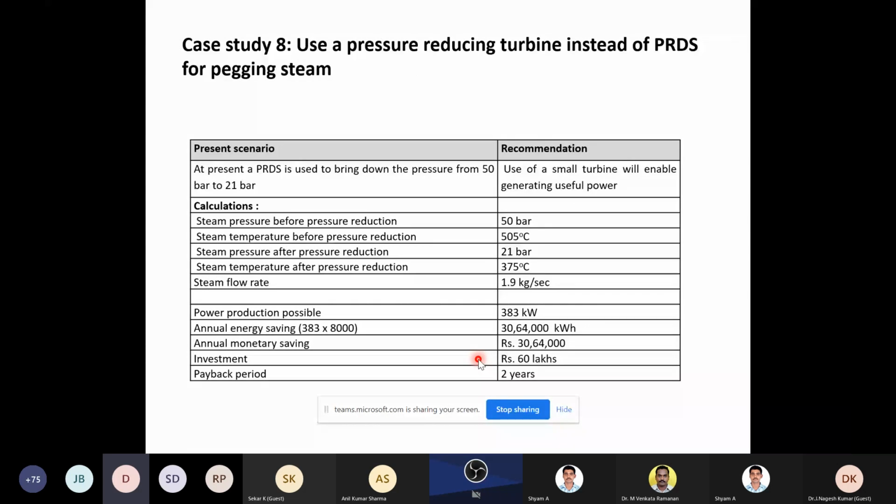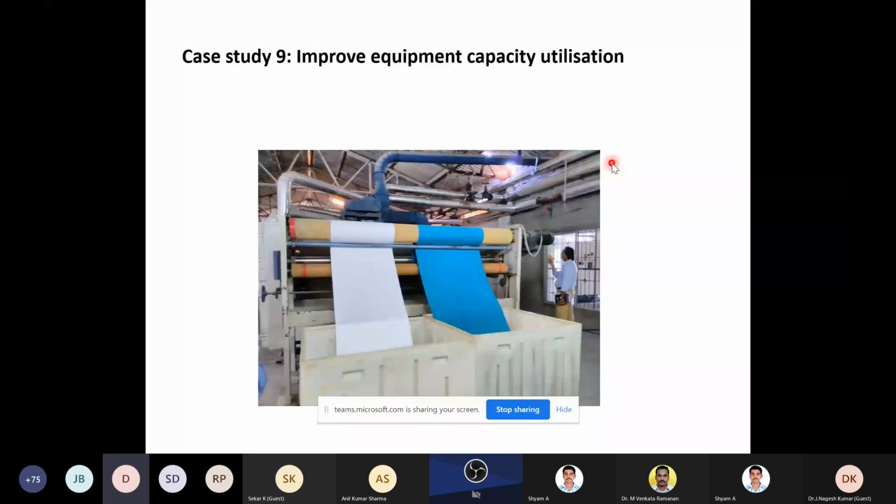So we have seen the pressure reducing turbine. Now this we can see, this is where we said two fabrics in one stroke. Instead of using one fabric in the entire section, use two sets of fabric. That means the production scheduling is involved. So you schedule in such a way that two fabrics are available, then you start the machine.